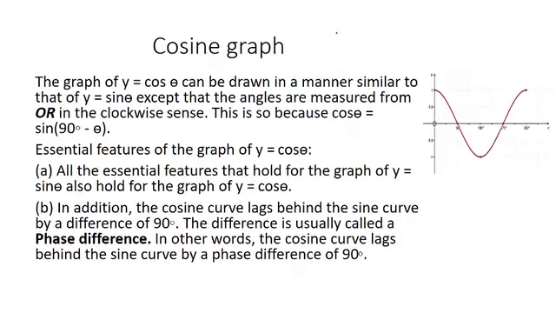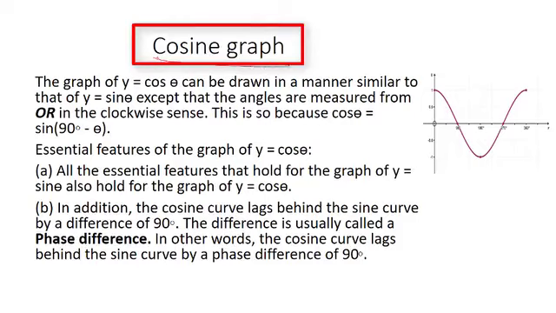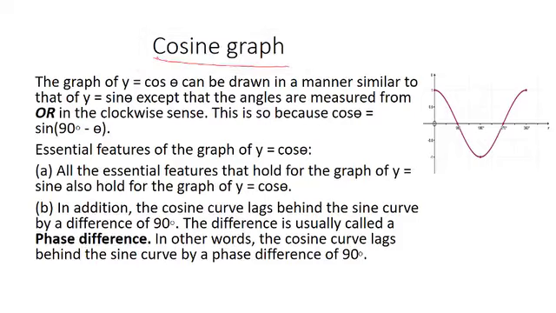Now this is a cosine graph right in front of us. When we talk about the cosine graph, we have similarities between the cosine graph and that of the sine graph. The graph of y = cos theta can be drawn in a manner similar to that of the sine graph. But the only difference is that it is 90 degrees behind that of the sine graph.